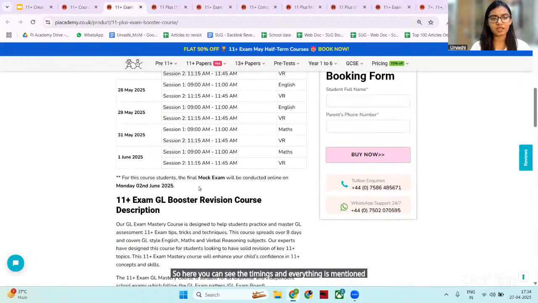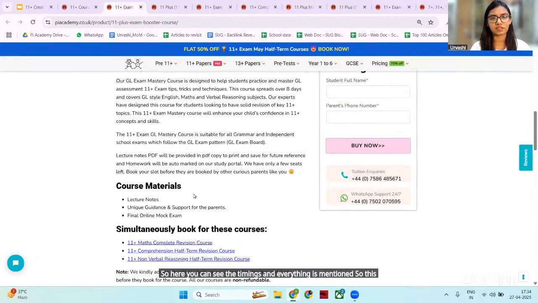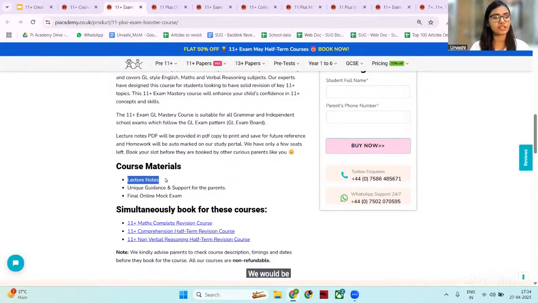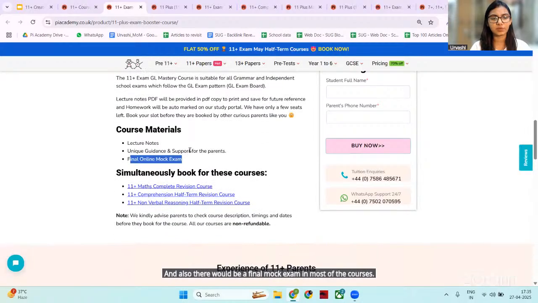This is how every course is detailed out, and you can also see what we will be giving after the courses are over. Every day once the classes are over, we will upload the lecture notes and the homework for that respective course. There will also be a final mock exam in most of the courses, so that is also something you can check out.